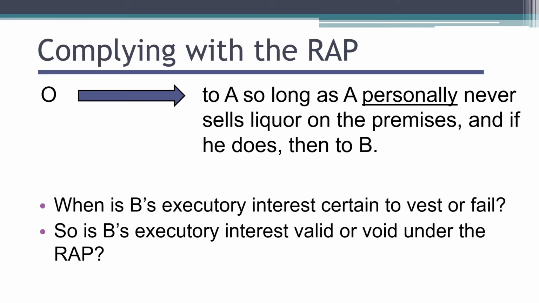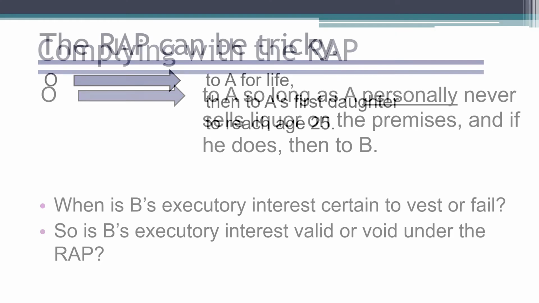So, bottom line, is B's executory interest valid or void under the rule against perpetuities? It's valid because it is certain to vest or fail within the lifetime of a person who was alive when the conveyance is made, namely A. We don't even need to put in the 21 years to make it valid. The 21 years would be available if we needed it, but in this case, it's certain to vest or fail within A's lifetime, and that's good enough to make it valid under the rule against perpetuities.